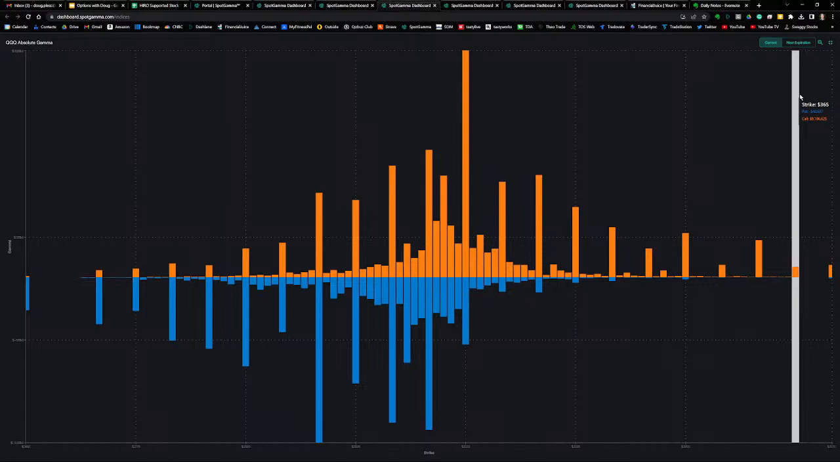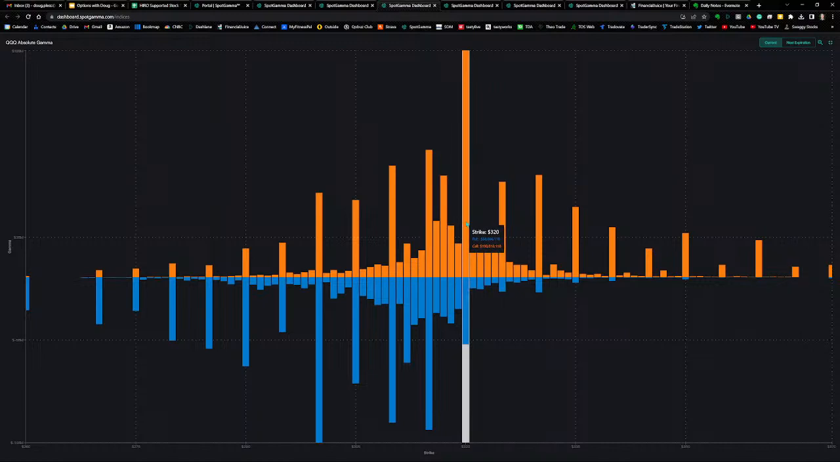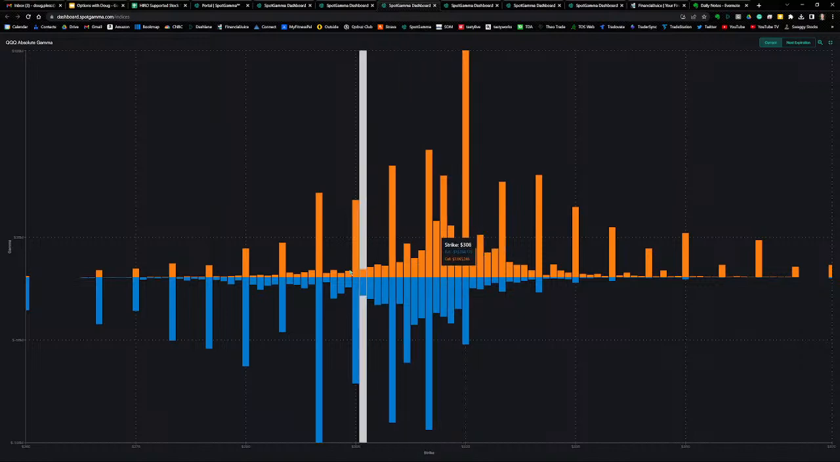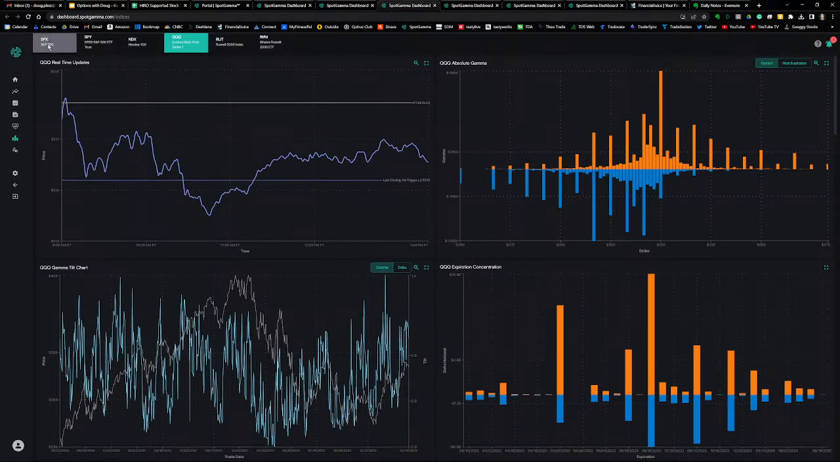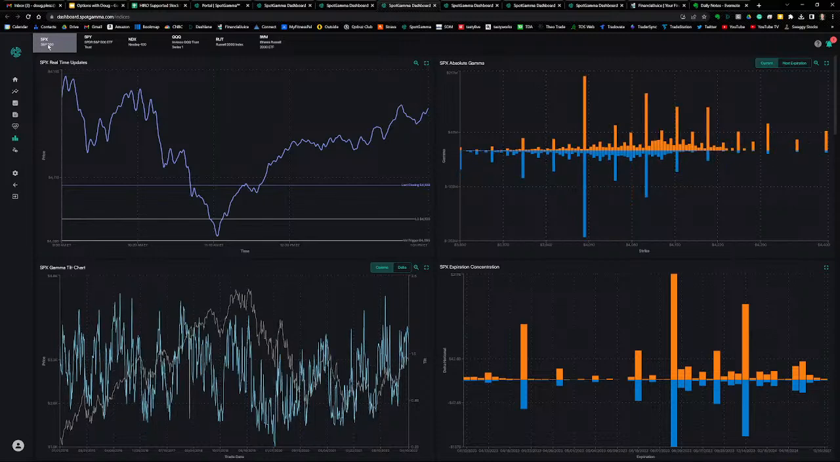Again, looking at the absolute gamma levels, positive gamma or call gamma shown with the orange bars, and negative gamma or put gamma shown with the blue bars. So for QQQ, 320 is the key gamma strike and also the call wall, and then the put wall is down at 300 right there.